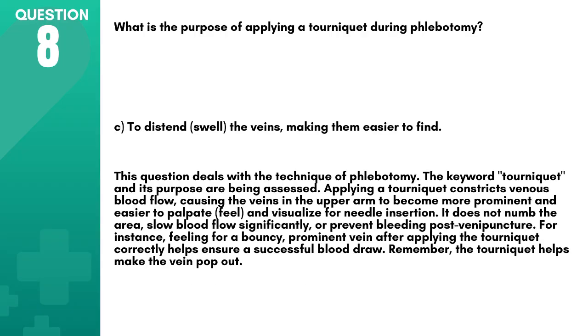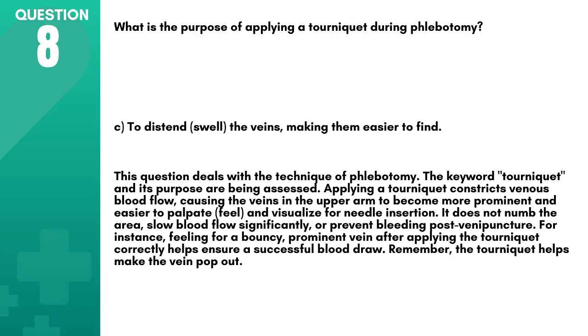Answer: C. To distend, swell, the veins, making them easier to find. This question deals with the technique of phlebotomy. The keyword tourniquet and its purpose are being assessed. Applying a tourniquet constricts venous blood flow, causing the veins in the upper arm to become more prominent and easier to palpate, feel, and visualize for needle insertion.